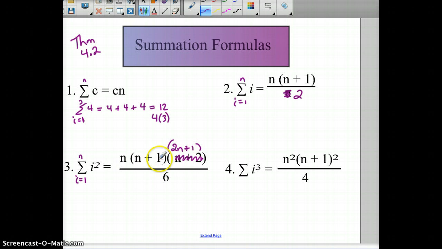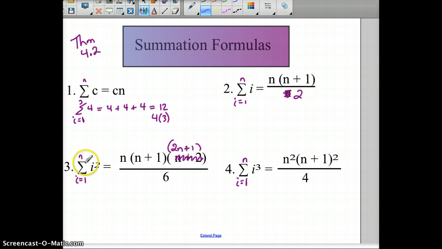So it's n times n plus 1 times the quantity 2n plus 1. And yeah, I have this one right. The summation from 1 to n of i cubed is n squared times n plus 1 squared over 4. So you can see that these formulas make it a lot easier than doing it the long way, especially if we had to sum up the numbers from 1 to 100 or 1,000. These little formulas are just based on that top number.